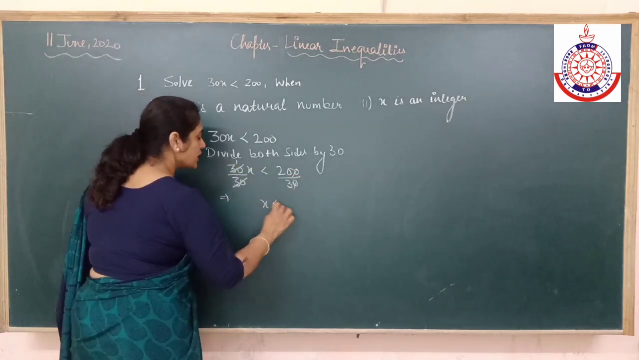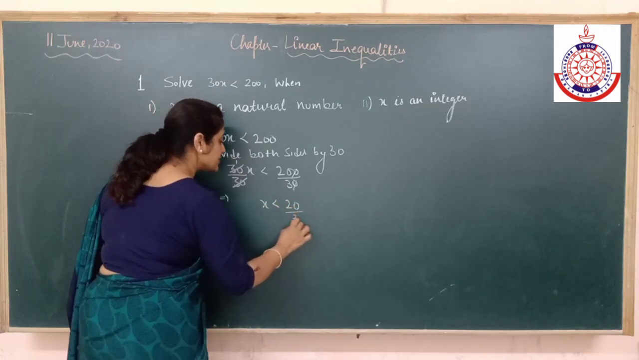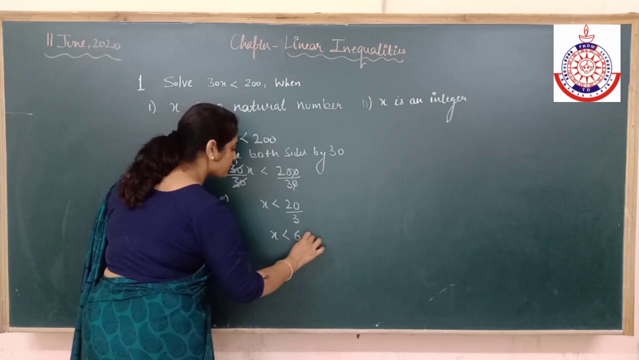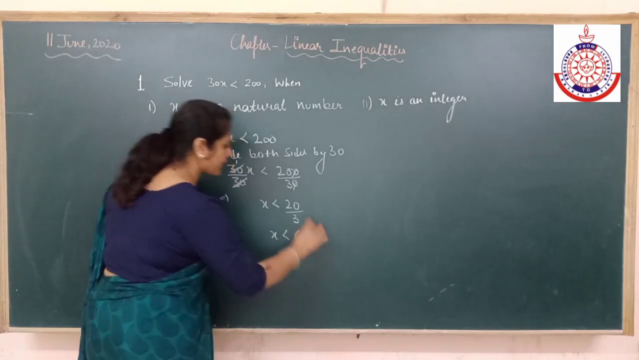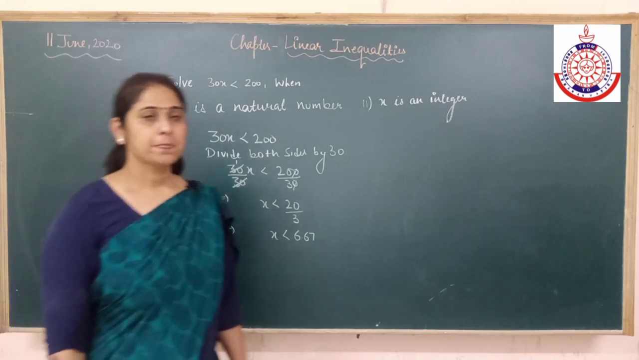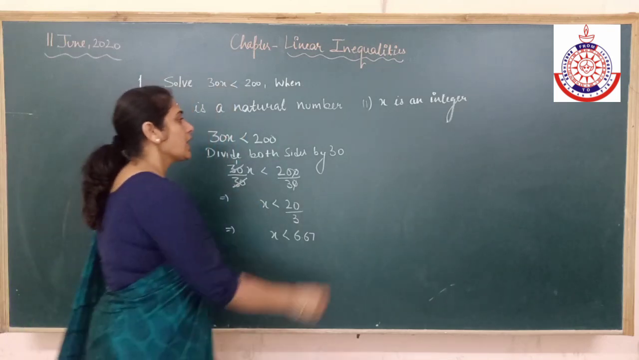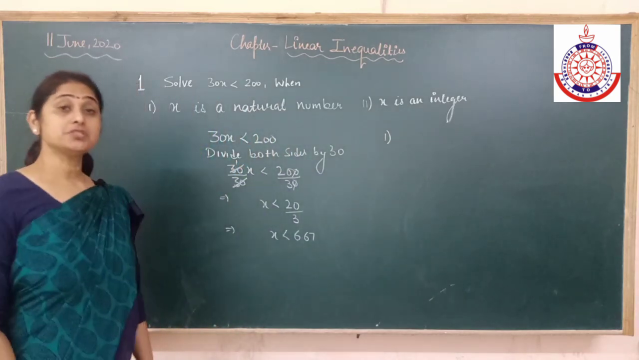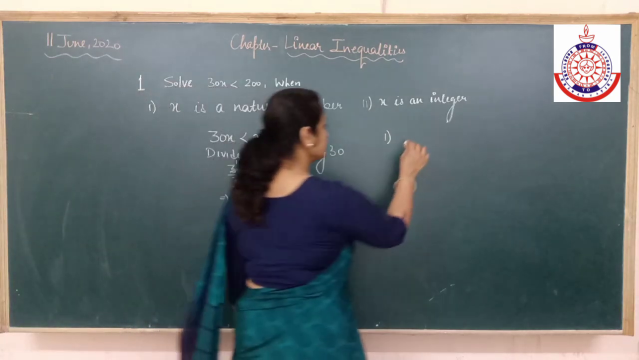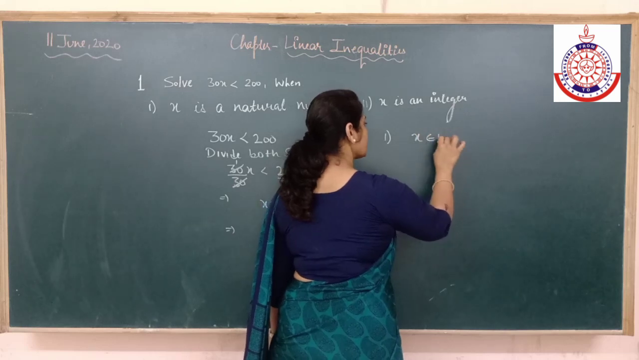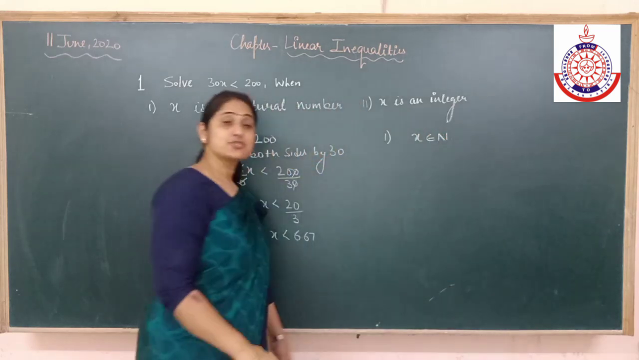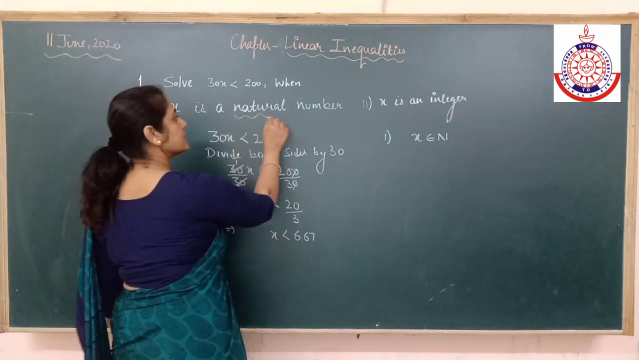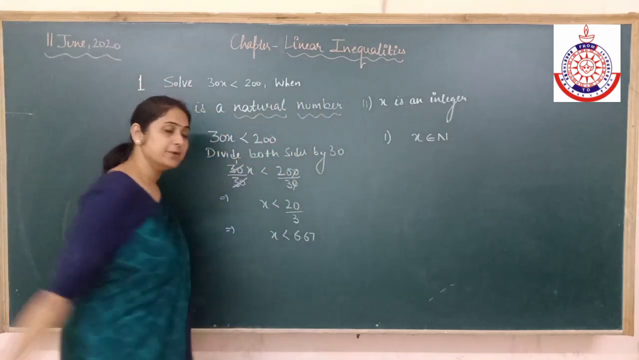So what I have got is x less than 20 by 3, and if I find it in decimals, that is 6.6666, so I can write it as 6.67. Fine, children. Now my first part. I have to find the solution when x belongs to natural numbers. I have to find the solution when x is a natural number.